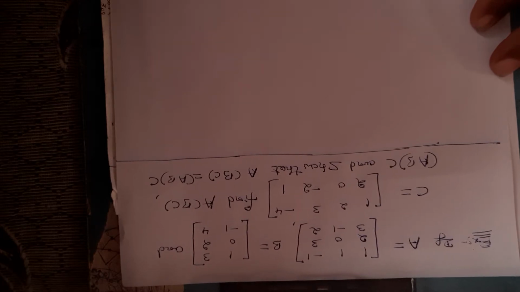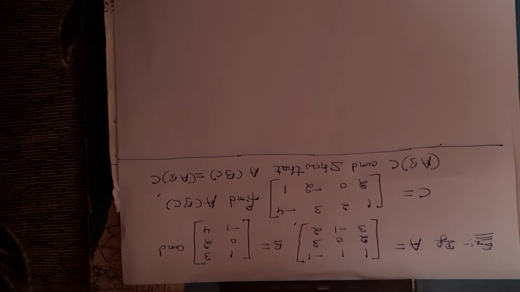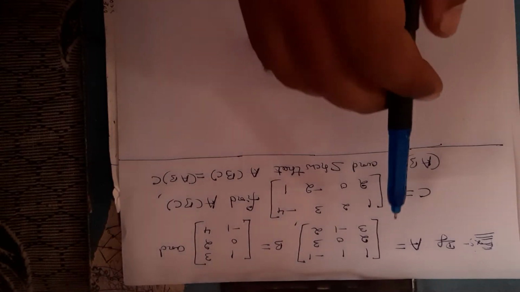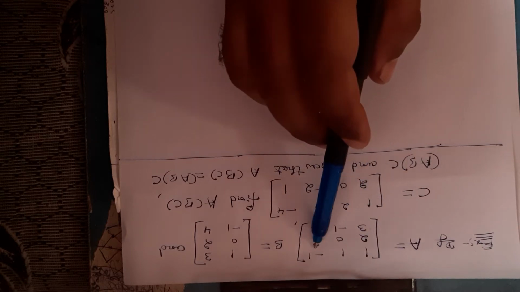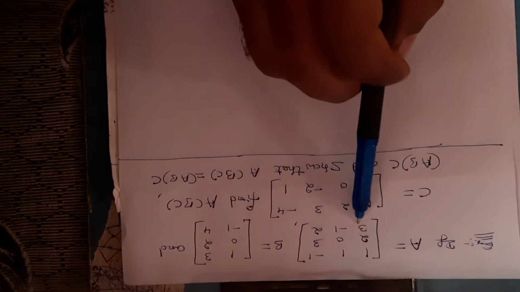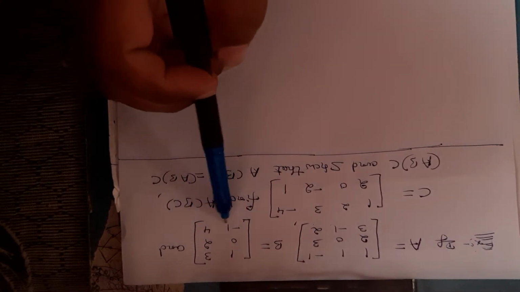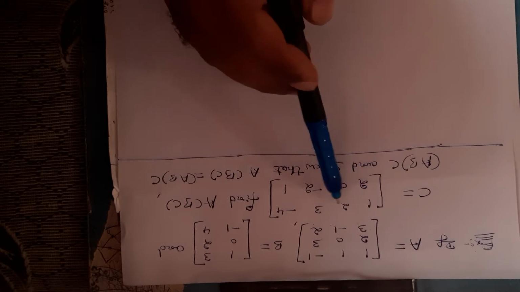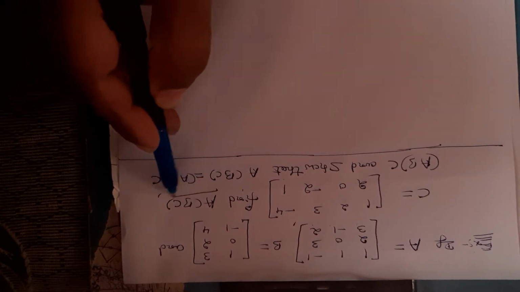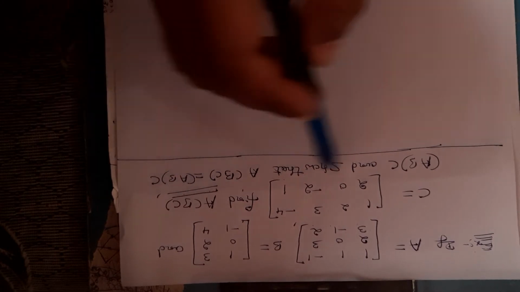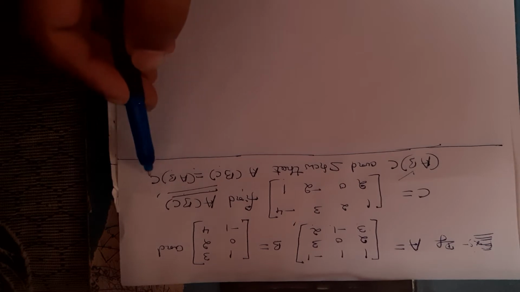Okay, let us consider another problem in this class. This is also a question for 5 marks. Let us read the question here. A is equal to 1, 1, minus 1 in the first row, 2, 0, 3, 3, minus 1, 2. And the second matrix is B: 1, 3, 0, 2, minus 1, 4. C equals 1, 2, 3, minus 4, 2, 0, minus 2, 1. There are 3 matrices here. Find A into BC, AB into C, and show that A into BC is equal to AB into C.